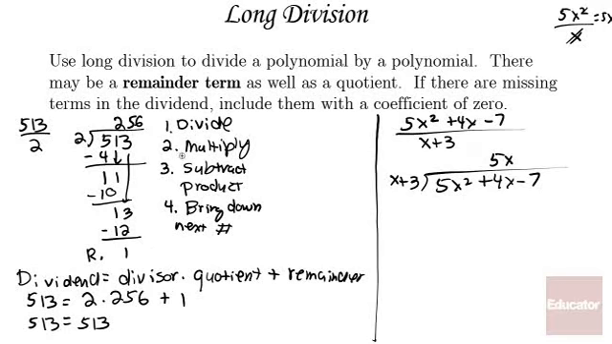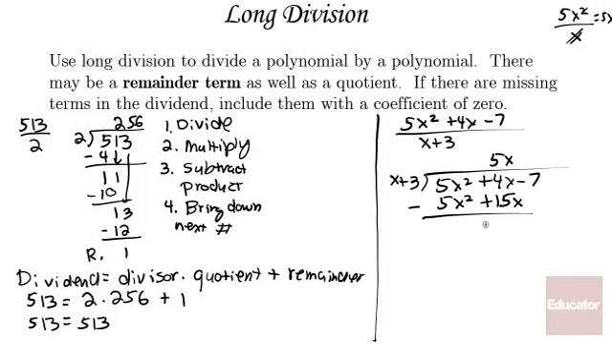Now, my next step is to multiply. 5x times x gives me 5x squared. 5x times 3 is 15x. Now, I divided, I multiplied. Next step is to subtract. The 5x squared terms cancel out.